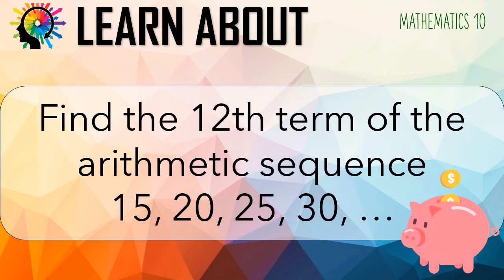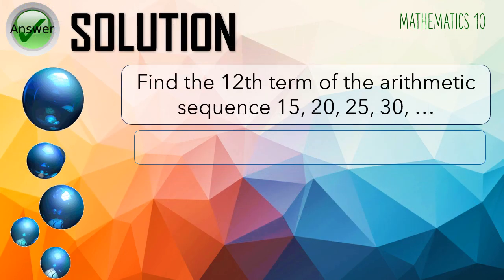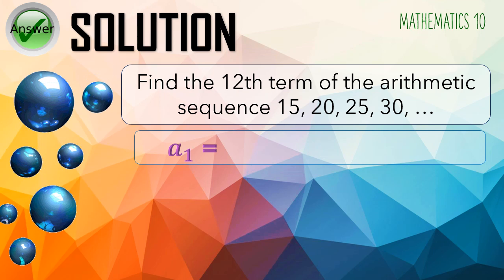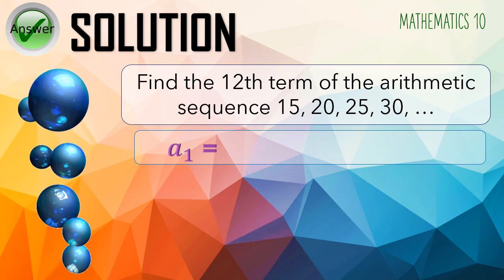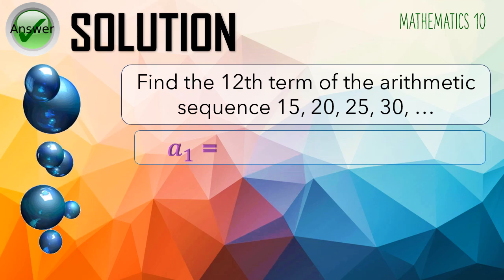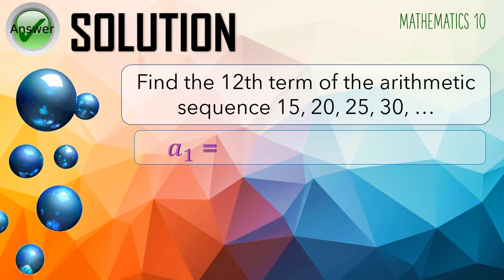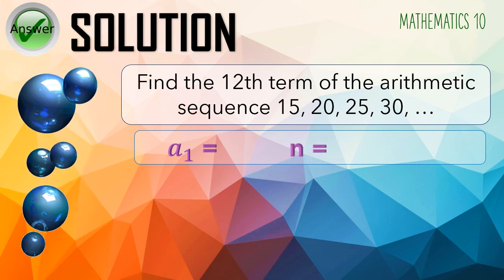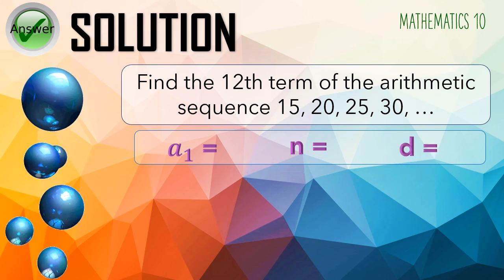Okay, moving on, what if we are asked to find the 12th term of the arithmetic sequence 15, 20, 25, 30? So you are supposed to find out the value of the 12th term of the sequence. First step, of course, you need to sort out the necessary data. But in this case, since you are supposed to find out already the 12th term, you need to have this basic data for the formula later on. So, you need the first term, you need the value of n, and the common difference.